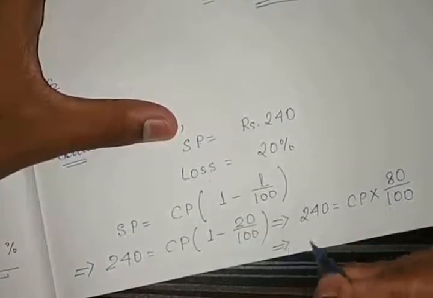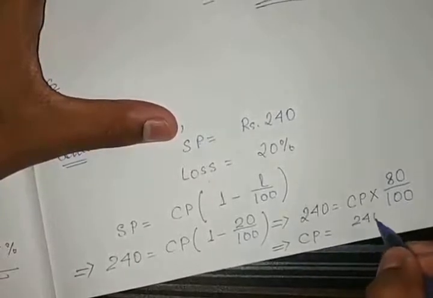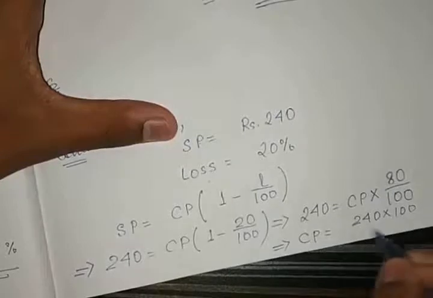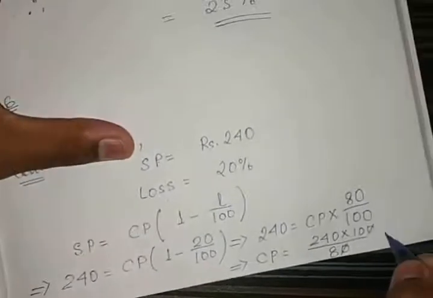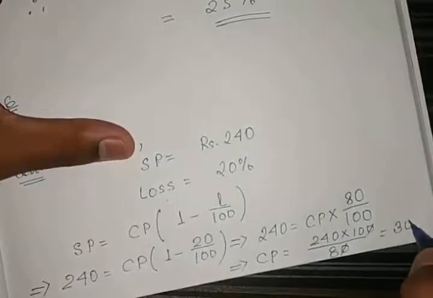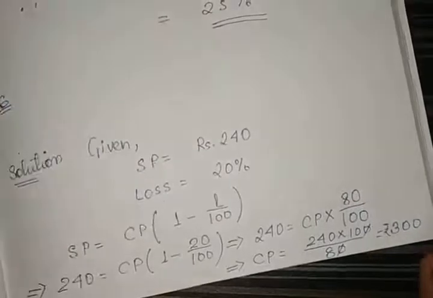So from here the cost price will be equal to 240 into 100 by 80. This 0 and this 0 will cancel out. This will be equal to 300. Means the cost price is equal to 300.